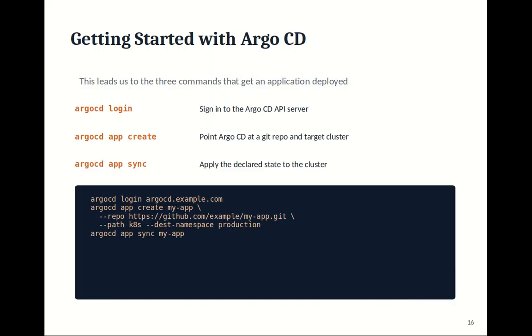Getting started with ArgoCD. This leads us to the three commands that get an application deployed. argocd login: sign in to the ArgoCD API server. argocd app create: point ArgoCD at a Git repo and target cluster. argocd app sync: apply the declared state to the cluster.